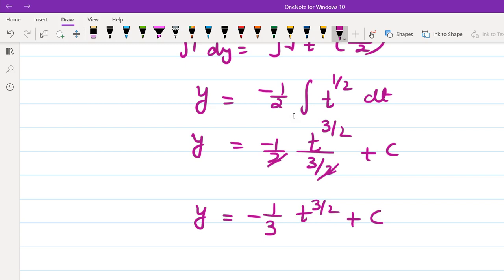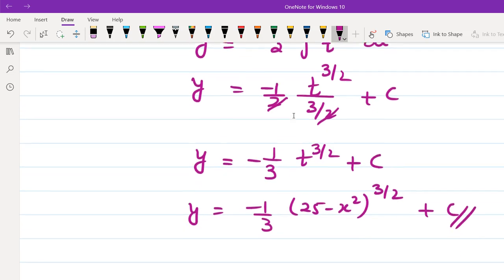Now substitute in place of t. We had taken t as 25 minus x square, so I am substituting that over here, plus c. So this is your final answer here. Okay, so that's it for problems on variable separable method.